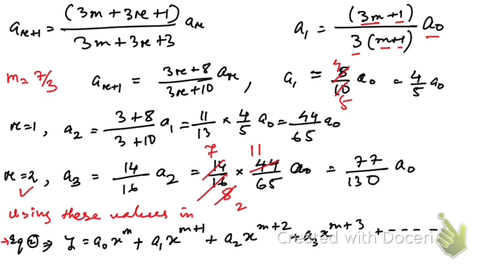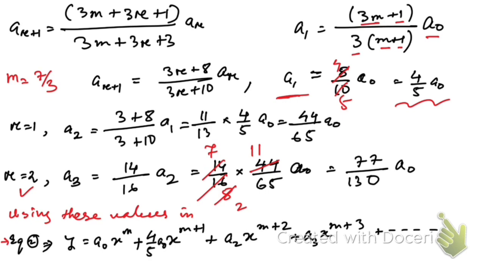Then this a0 will be replaced by, so what is the value of a0 here? Sorry, a0 remains a0. So what is the value of a1? Replace the value of a1 by this value, 4 by 5 a0. So let me put here 4 by 5 a0.